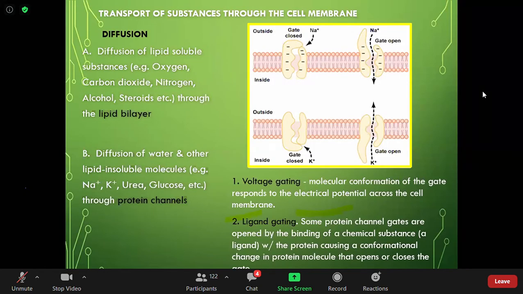And potassium also, if this is closed, potassium cannot go out. And once the gate inside is open, potassium will go out. Some will open through binding of a chemical substance with the protein, causing a conformational change in the protein molecule. So it opens or closes depending on the chemical that will bind to the transport protein.